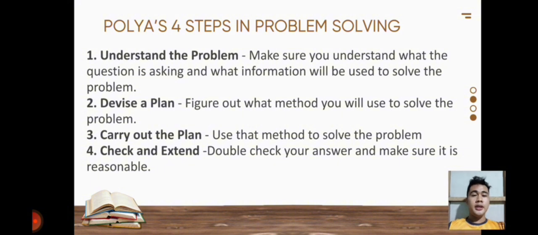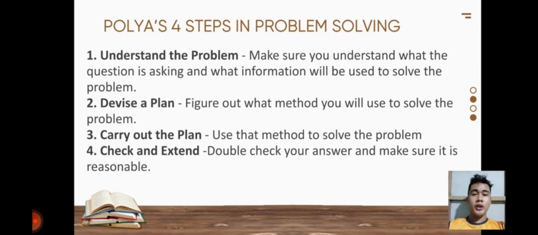George Polya, a Hungarian mathematician, published a book entitled How to Solve It, which sold over a million copies and was translated into at least 21 languages. He became famous for his four-step problem solving process that helps students solve word problems. These are the 4 steps introduced by George Polya: understand the problem, devise a plan, carry out the plan, and check and extend.